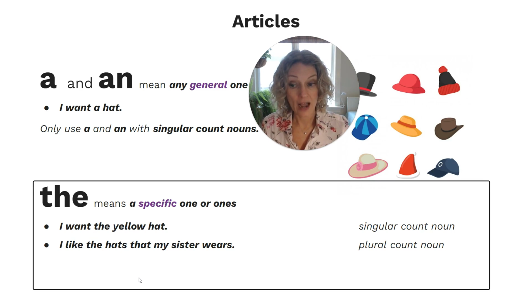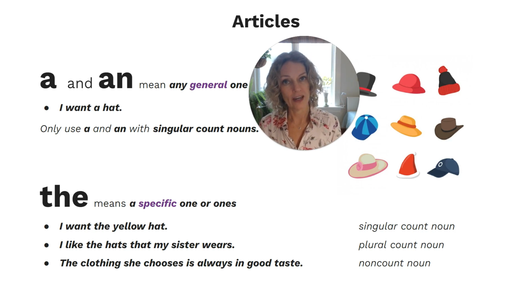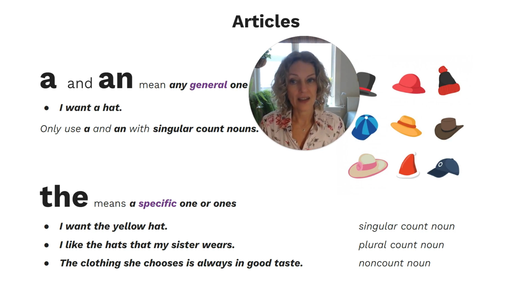I could also say I like the hats that my sister wears. So there, the noun is plural, but we're still being specific. Not any hats, but the ones specifically that my sister wears. And then finally, we can also use the with non-count nouns. The clothing she chooses is always in good taste. So clothing is a non-count noun, but we can still use the to mean a specific non-count noun. In this case, the clothing that my sister chooses.